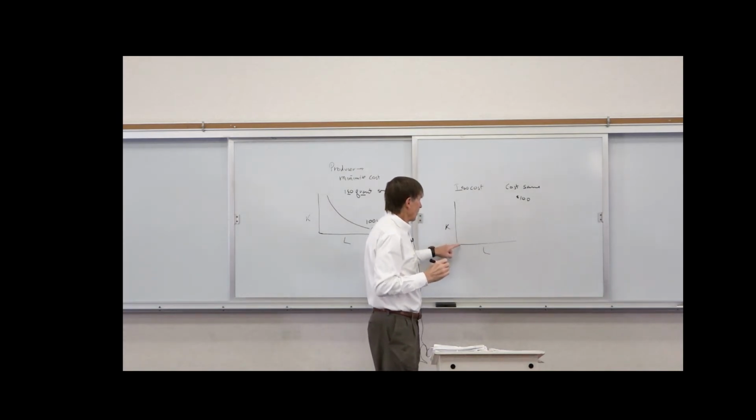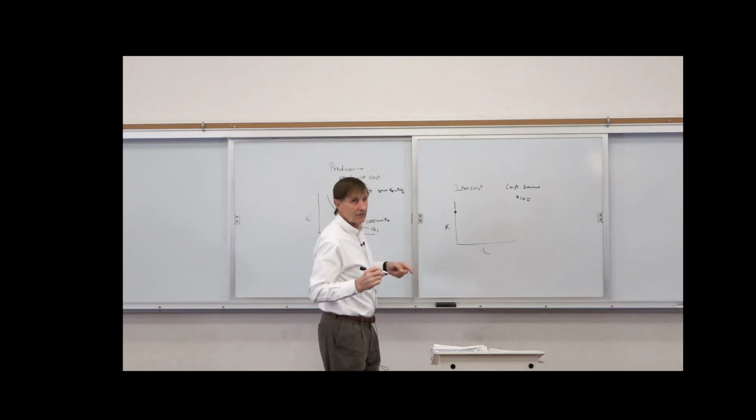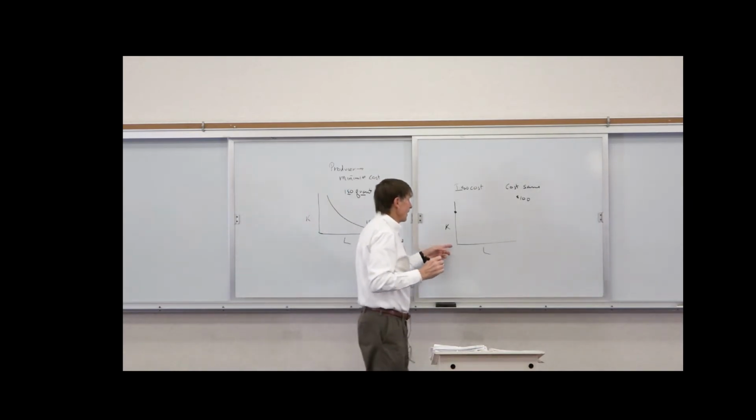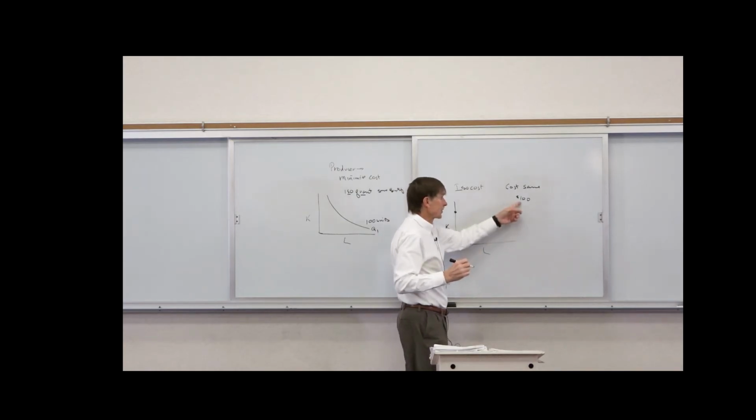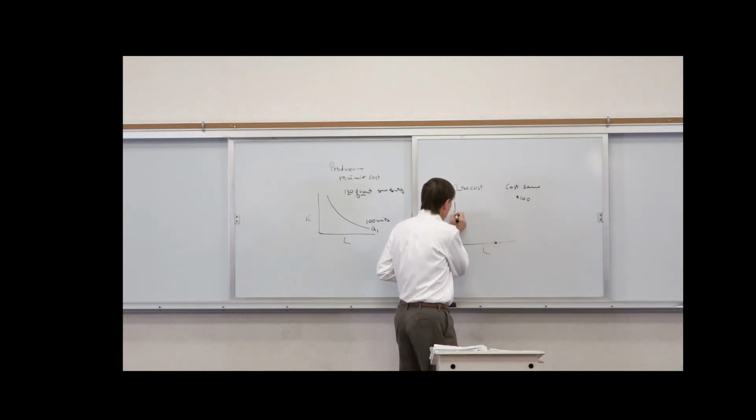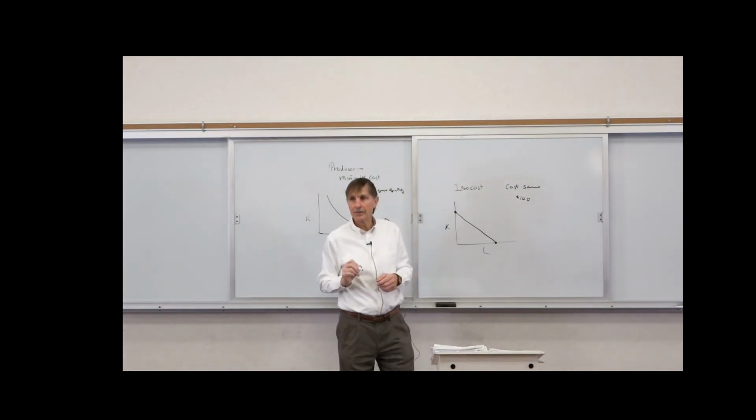If I have no labor and all capital, how much capital can I buy? If capital costs $5 a unit, then I'd have 20 units there. If I have this cost here of $100, how much labor could I buy? If I don't buy any capital, I could buy that much labor. And what's going to happen? I'm going to get a straight line that looks like that, right?